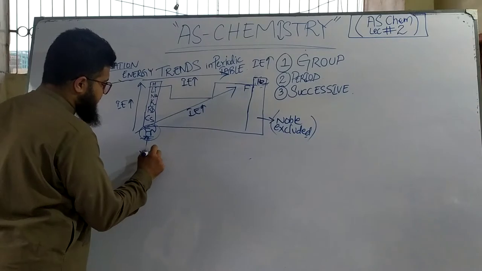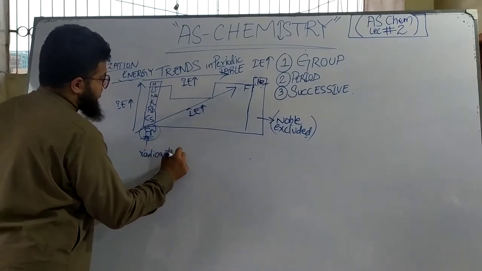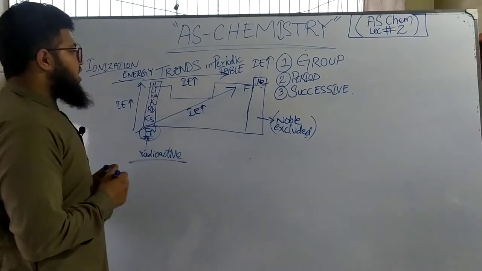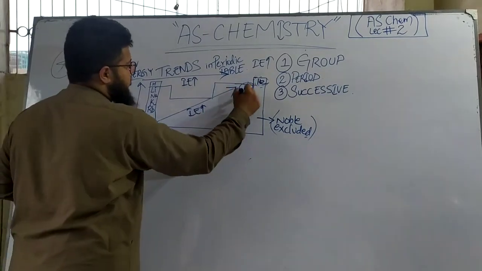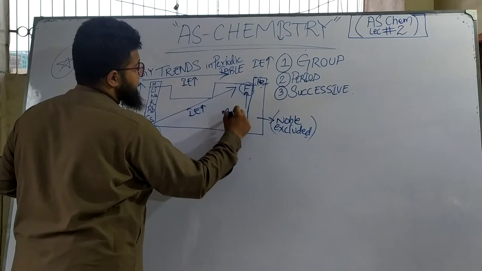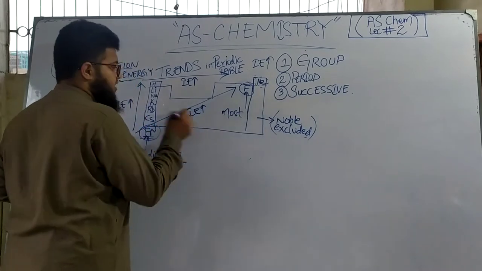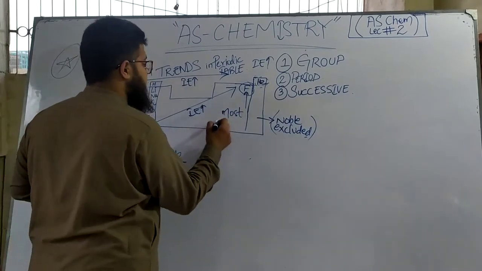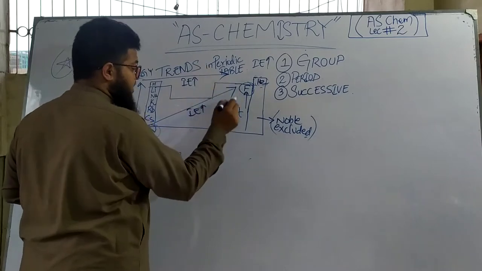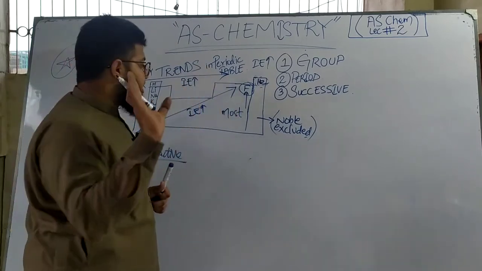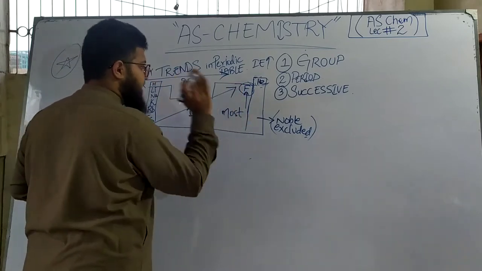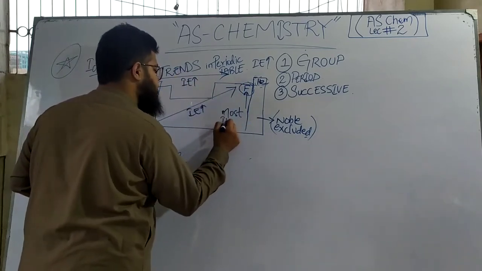Now, according to this trend, fluorine will be the most electronegative element of the periodic table, excluding the noble gases and the radioactive elements. I haven't discussed electronegativity yet, but fluorine is going to be the element having the most ionization energy right now.